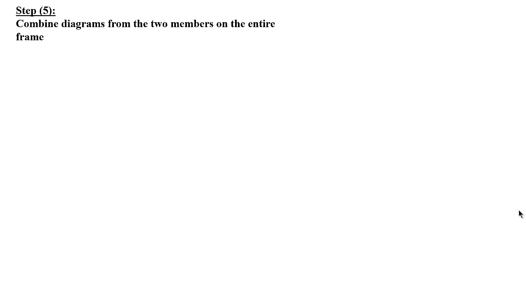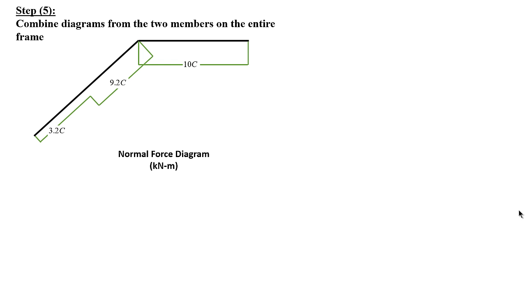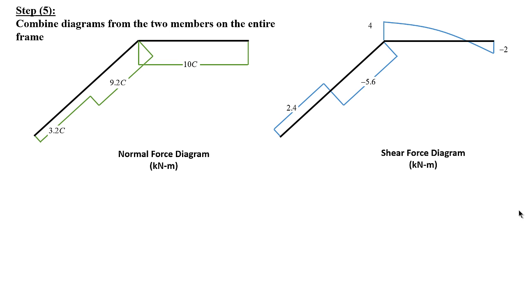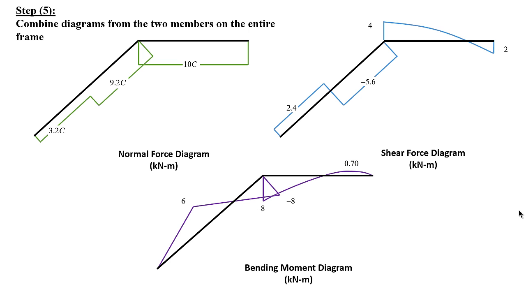Now the final step here is to try to combine all the diagrams for the two members and on the entire frame. So this is the value of the normal force diagram. This one is for the shear force diagram, and this should give me the bending moment diagram.